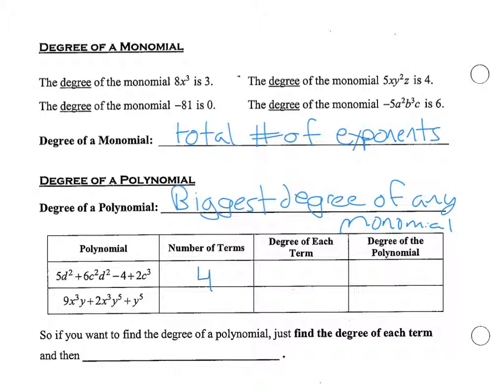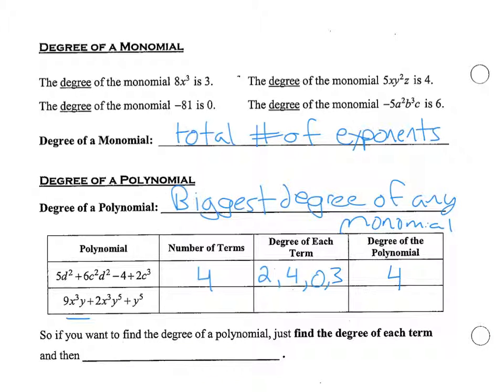Okay. Let's list off the degree of each term. So the first one is 5d squared. That's the degree of 2. Then c squared d squared is 2 and 2 is 4. We're adding up the exponents right there. Negative 4 has degree 0 because there's no exponent there. And then 2c to the third has degree 3. Well, what's the biggest number there? It's a 4. So we say the degree of the polynomial is 4 because it's the biggest degree of one of the monomials.